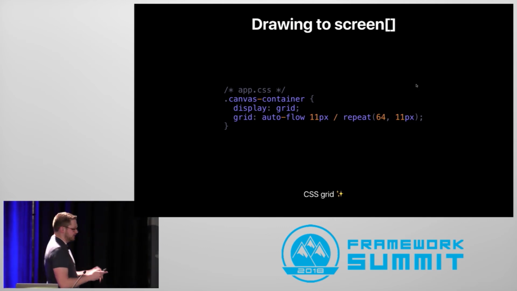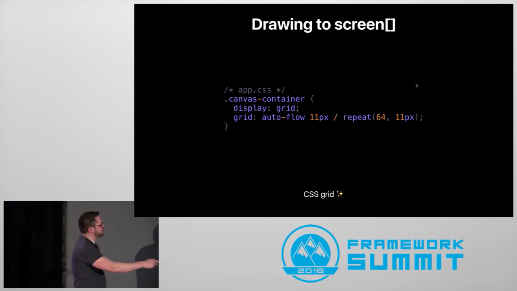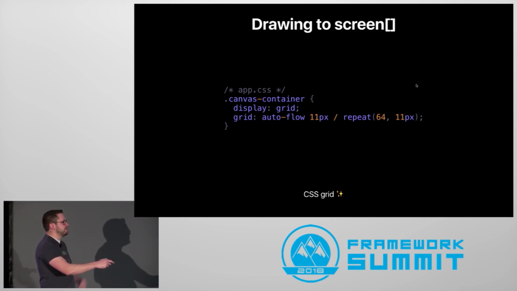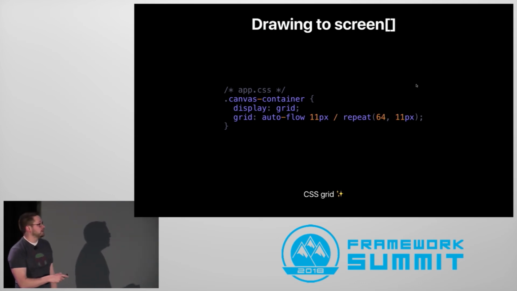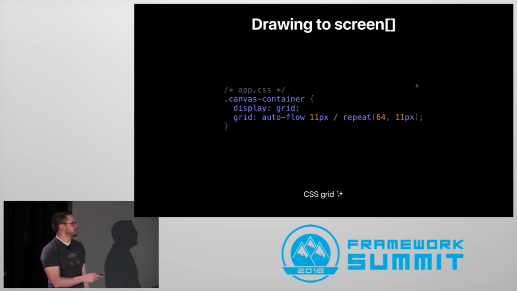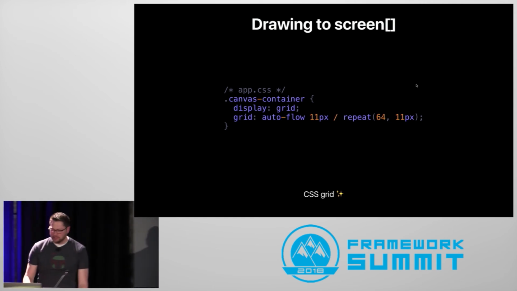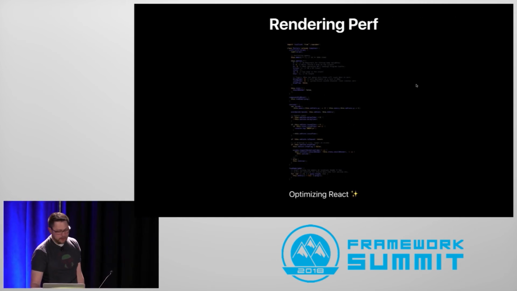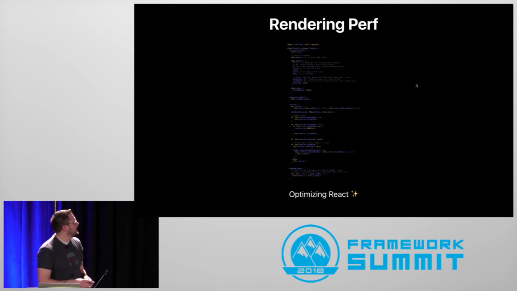Okay. So the really nice thing here is I was able to so easily say, make each row 64 pixels wide, 64 items wide. That's so hard to do if you don't have CSS Grid. Okay, let's talk about rendering perf for a second. I'm going to actually open up the code for this, because that's easier.